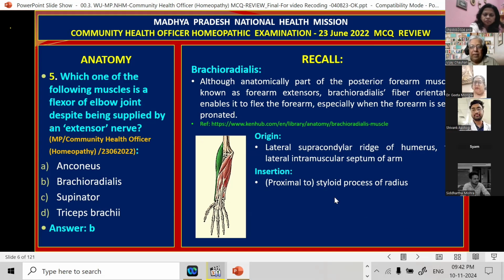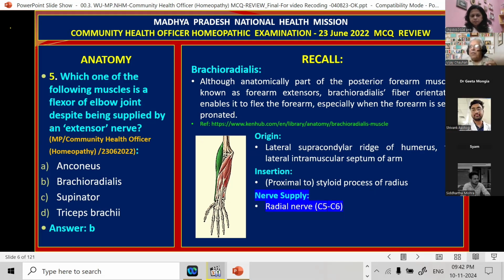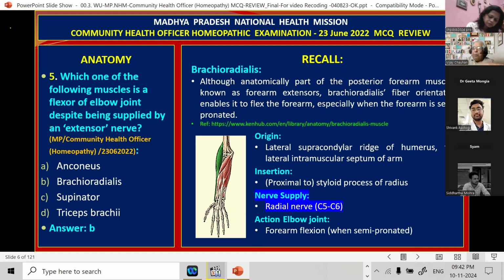So insertion is proximal to styloid process of radius, and the nerve supply is radial nerve. The segmental supply is C5, C6. And action at the elbow joint, forearm flexion, when semi-pronated. It is not totally pronated, when half pronated, semi-pronated. That is the catch of it. Anyway, nice. So let us go ahead with next.